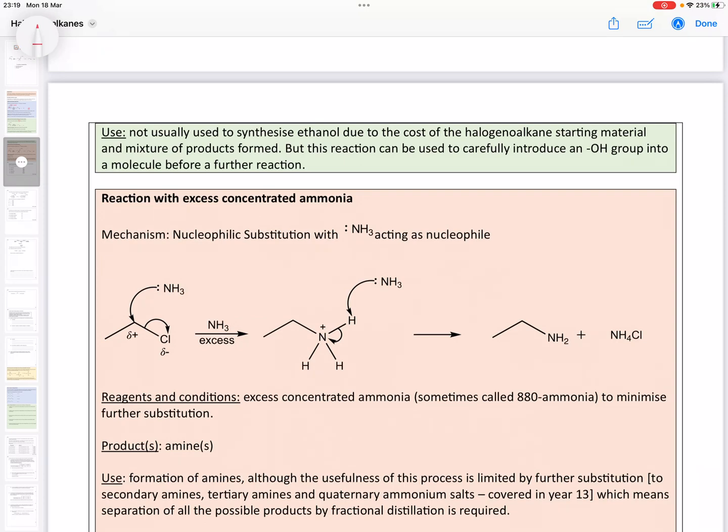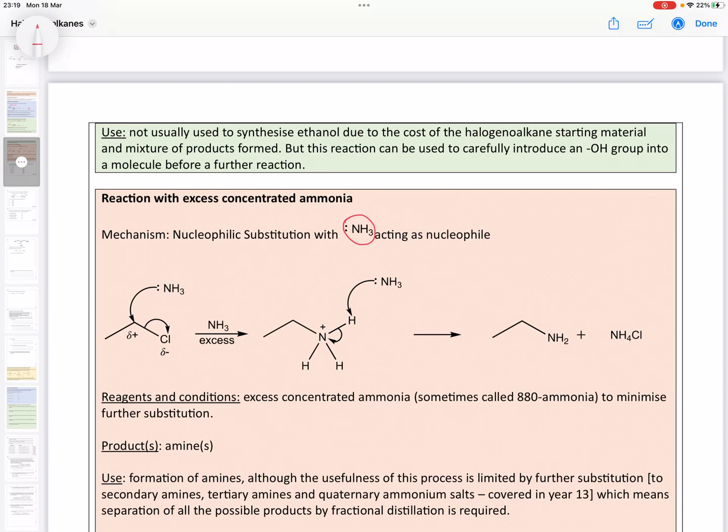When you do the same reaction, nucleophilic substitution, but with ammonia acting as a nucleophile, which it can do because it has a lone pair, you'll notice that because it is a neutral molecule, there is an extra step here. Ammonia acts as a nucleophile in the same way as before in the first step, attacking the delta positive carbon atom and removing the chloride. But that will then give us a positively charged intermediate.